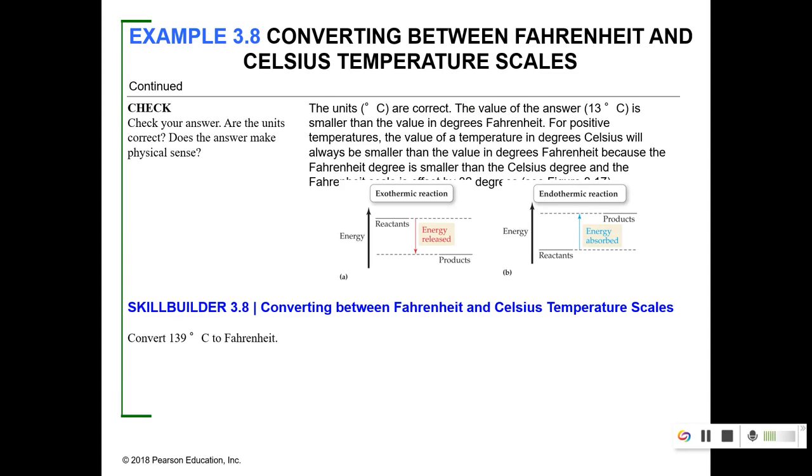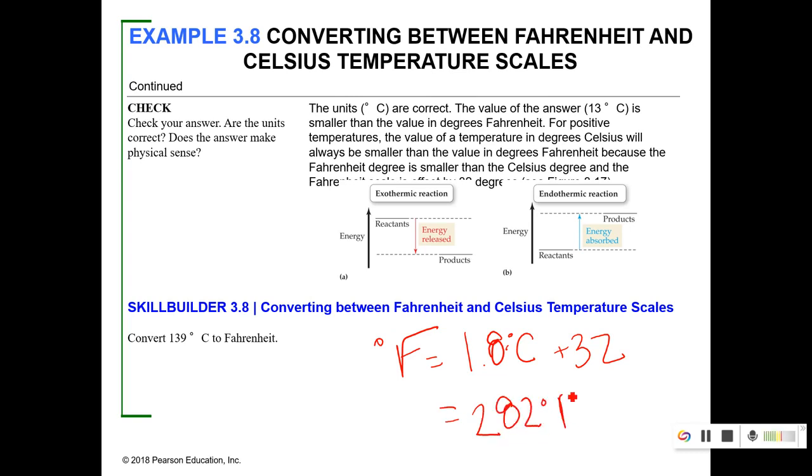I'm not going to ask you any Fahrenheit questions on the test. However, they may appear on the homework. So Fahrenheit, this is just rearranged, is 1.8 times degrees Celsius plus 32. So I've got 1.8 times 139 plus 32, and I get 282 degrees Fahrenheit.